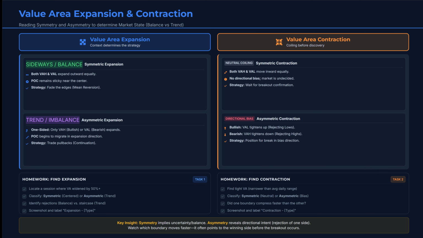For example, if the opening 30-minute value area was 10 points wide, by midday both boundaries might have moved outward 5 points each, creating a 20-point value area. Second, the POC remains sticky near the center. This is the critical tell for symmetric expansion. The point of control stays near the middle of the value area as it expands. If you overlay multiple 30-minute profiles throughout the session, the POC should cluster within a tight range at the center.